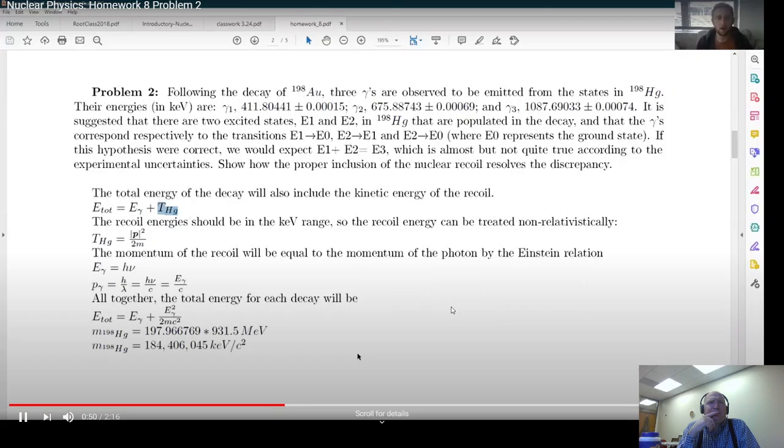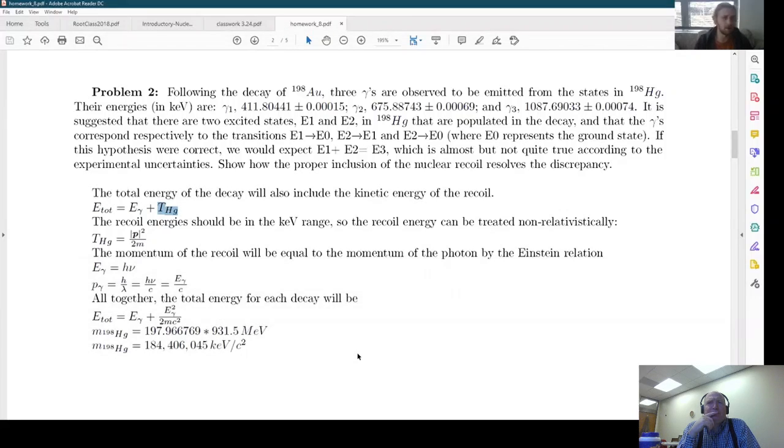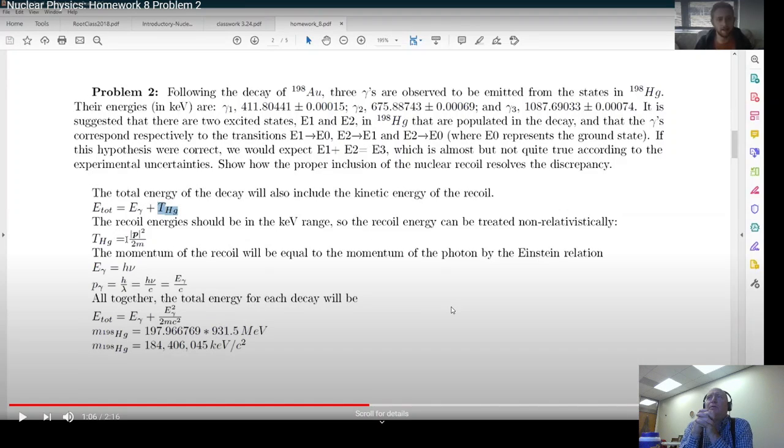Going to be fairly small, and we know that it should be something in the keV range, since that's the energy of the photon. And we know that the mass of mercury is much bigger than that, so we can treat the kinetic energy non-relativistically. Okay, so let me just do a quick check here.